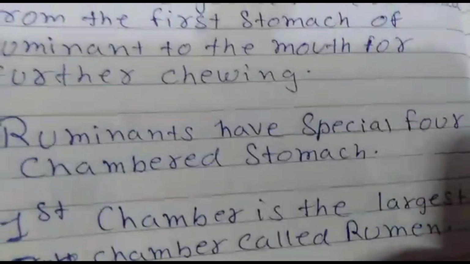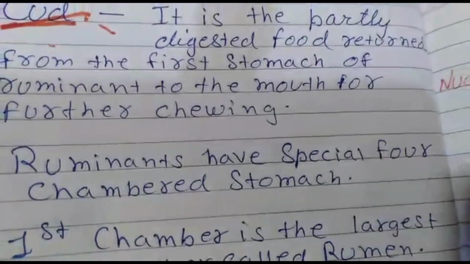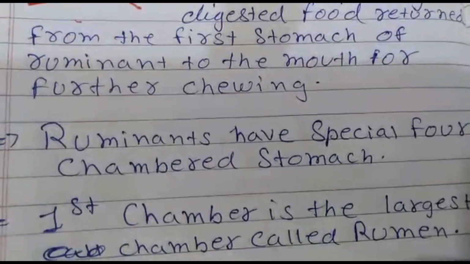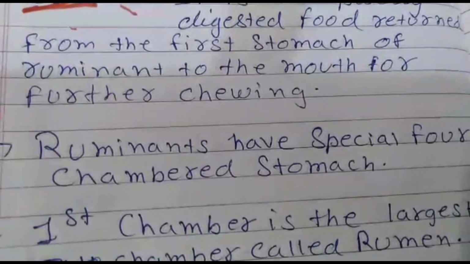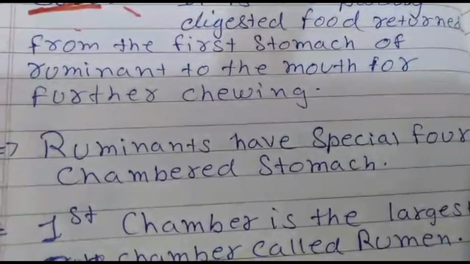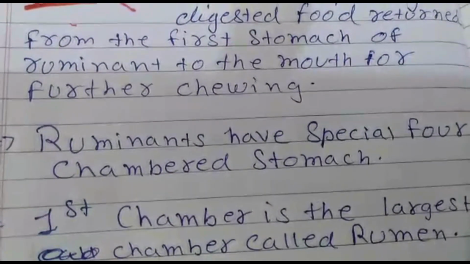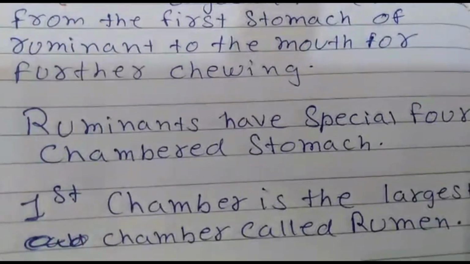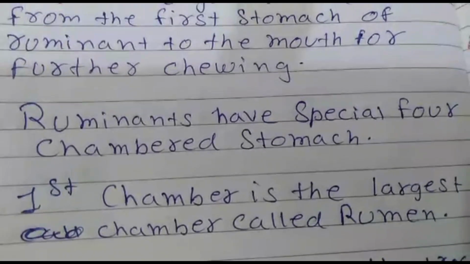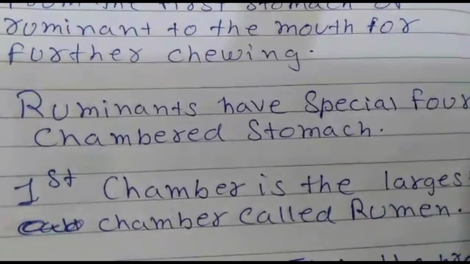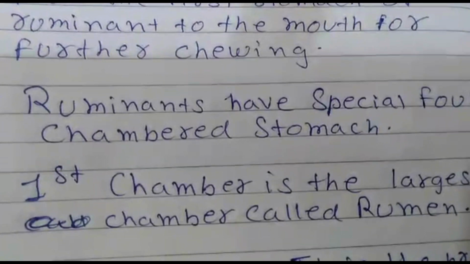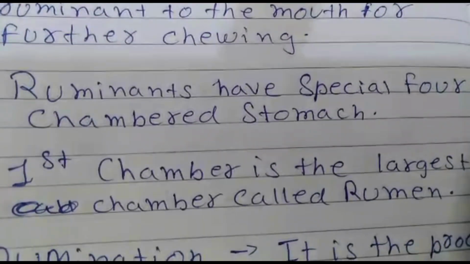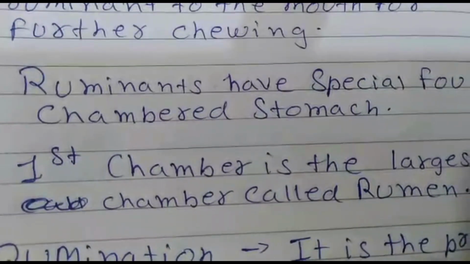Now second, ruminants have a very special 4-chambered stomach. I will discuss this in the diagram also, but before that I am explaining these points so that when you see the diagram it will be more clear. So ruminants have a very special type of stomach. Their stomach is 4-chambered.